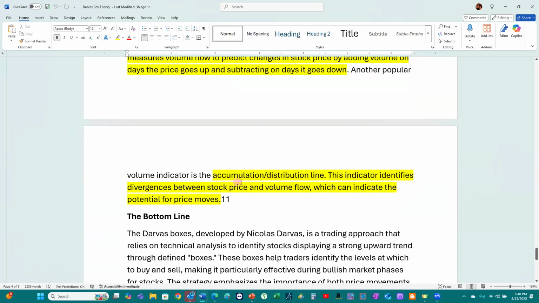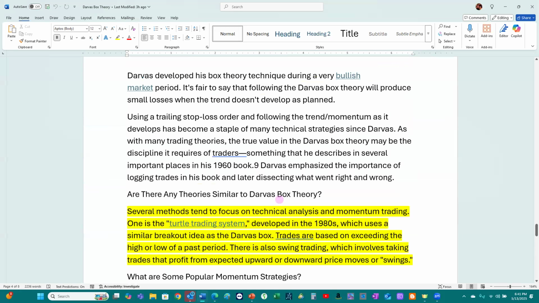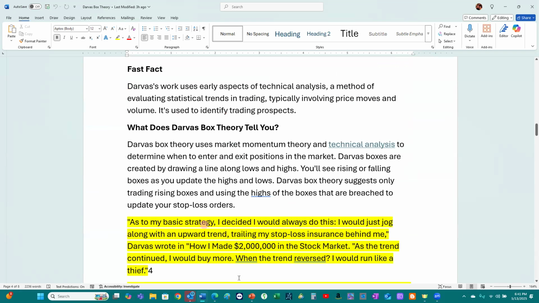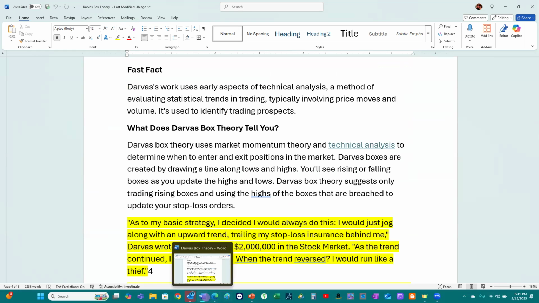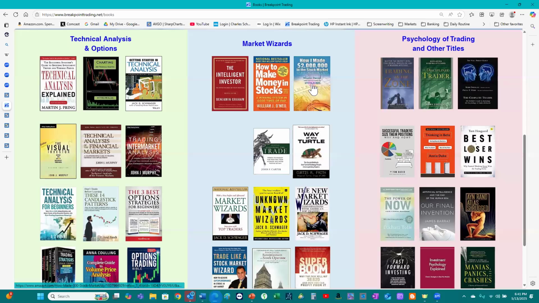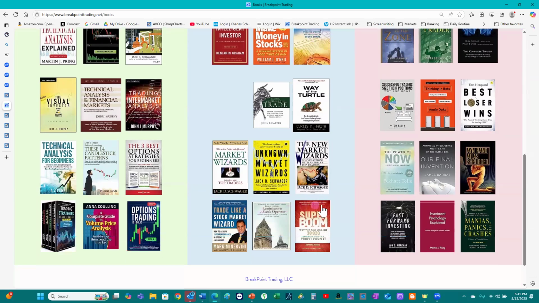Accumulation distribution basically measures if the stock is being accumulated at the end of the day versus distributed if it's being sold at the end of the day. So it puts more weight on stocks that move higher in the second half of the day. So that's basically what the Darvas box theory is all about. I encourage you to take a look at his book, read his book, and it's a very entertaining read. It's a pretty easy read, actually. And some of the other books in here are really good too.